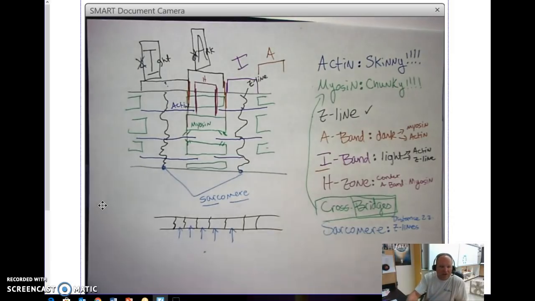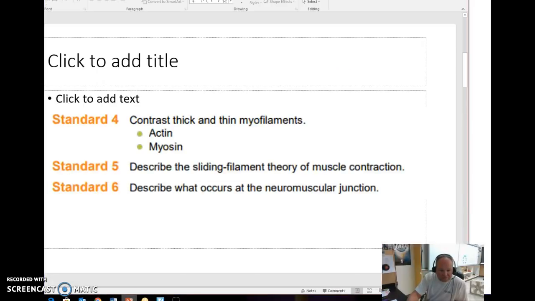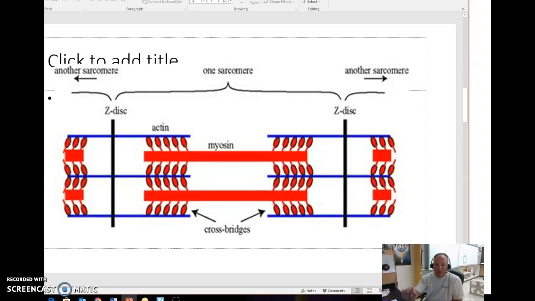Let's go back to my drawing right here. Right now we've done number 4, contrast thick and thin. So actin super, super skinny, myosin super, super thick. We're going to do more on that. Now I'm probably going to pause this because I'm already at almost 10 minutes. So this is going to be basically number 4 by itself. And then our next video is going to be the sliding filament theory and neuromuscular junction. But I wanted to end with that. Take a peek at that. That's what I just drew.